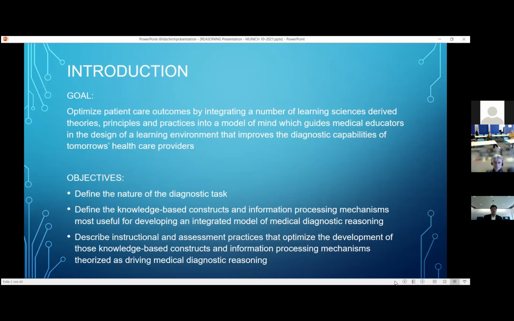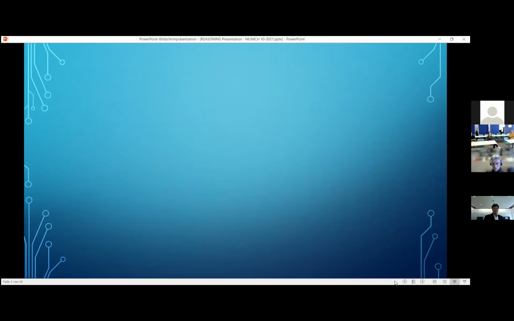The second objective is to define the knowledge-based constructs and information processing mechanisms that appear to be most useful for developing this integrated model of medical diagnostic reasoning. And then third, to describe instructional and assessment practices that optimize the development of those knowledge-based constructs and information processing mechanisms theorized as driving medical diagnostic reasoning.